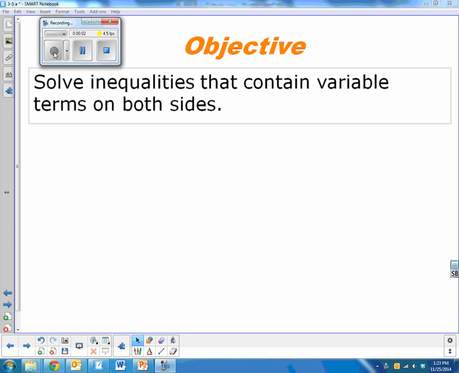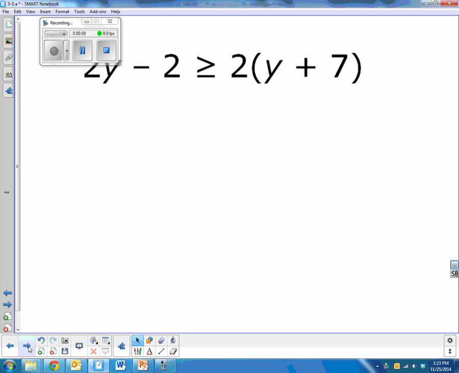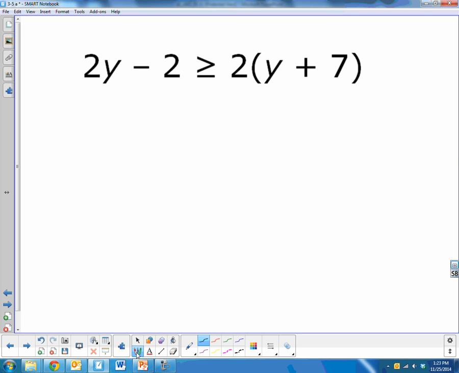All right, we've been looking at solving inequalities that have variables on both sides. We're going to look at a few unique situations. So I've got this problem here: 2y minus 2 is greater than or equal to 2 quantity y plus 7. We're going to solve that. We've got a variety of ways that we can do it.